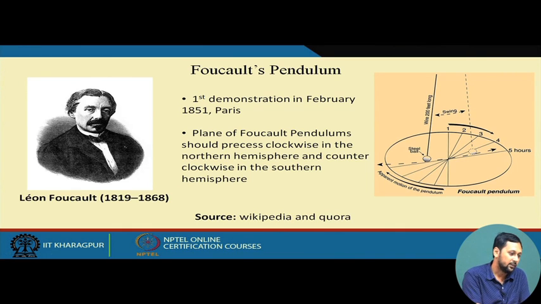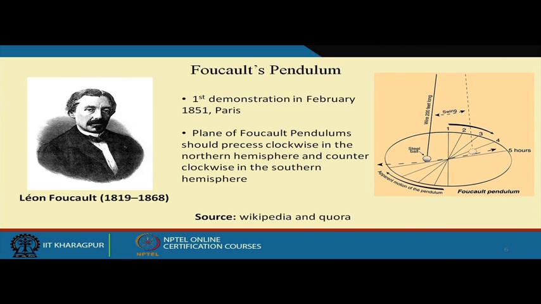So, this is the famous experiment of Foucault's pendulum, and Foucault used this experiment for the first time to measure the rotational velocity of the earth. It is also known that Foucault's pendulum will precess in the clockwise direction in the northern hemisphere and in the anti-clockwise direction in the southern hemisphere. So, we can put all this picture into a mathematical formulation and see if this is really true.